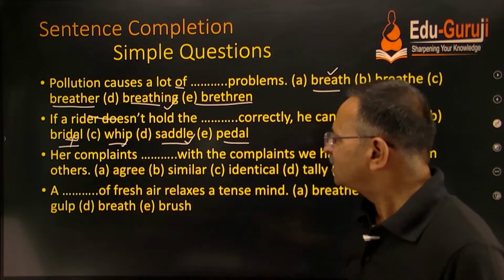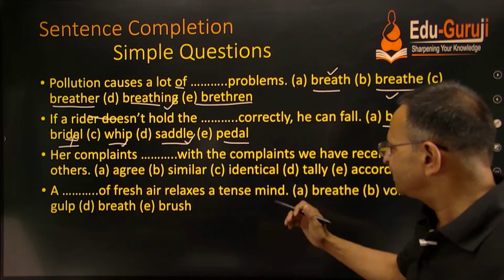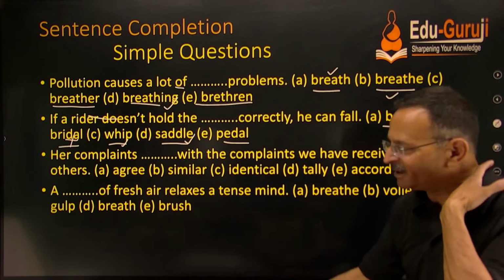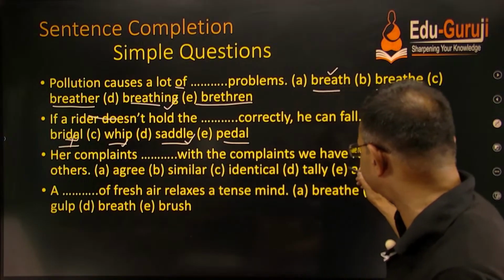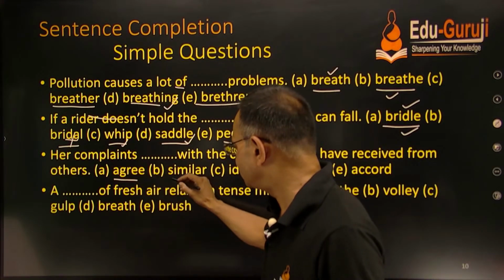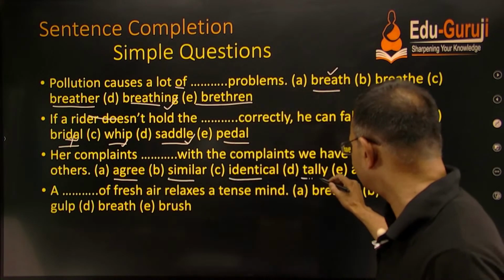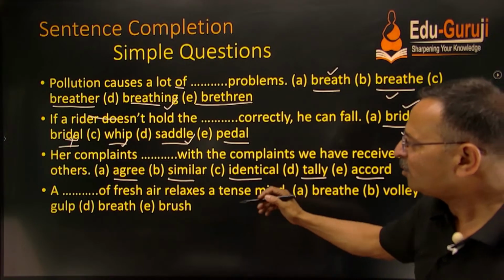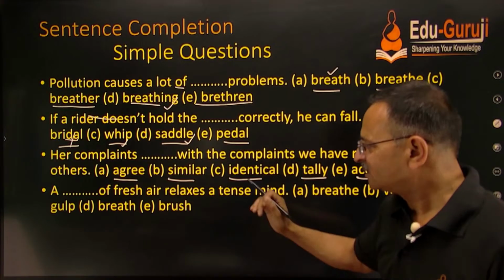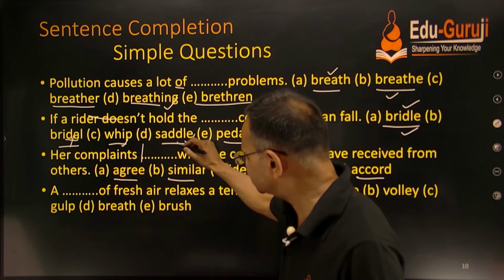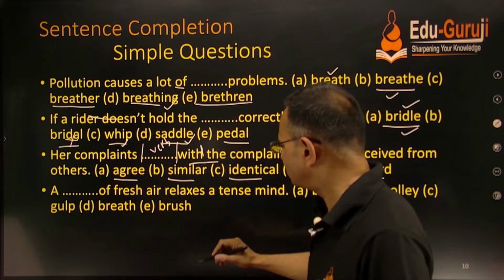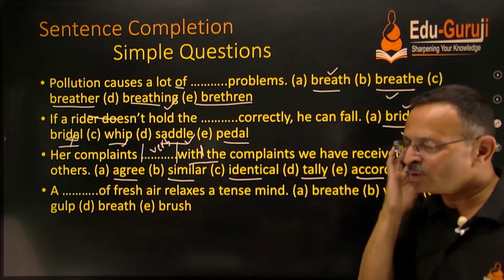Next question. Her complaints blank with the complaints we have received from others. Now, very interesting one. We have options here: agree, similar, identical, tally, according. A little bit tricky, but how can we solve it? We need here a verb, which should go with 'with'. So let's see what can go with it.